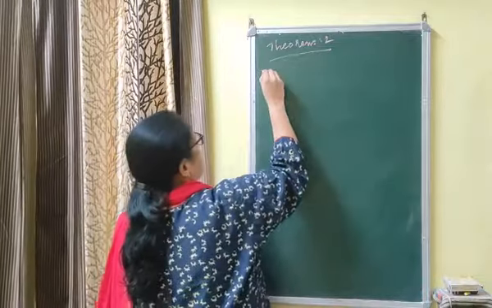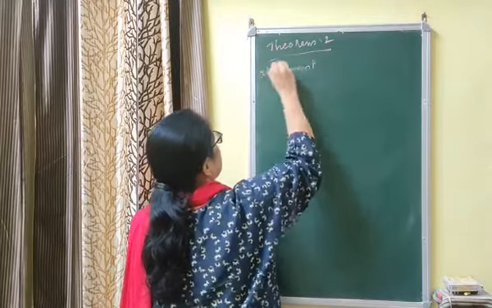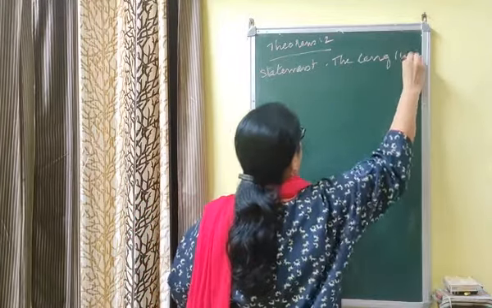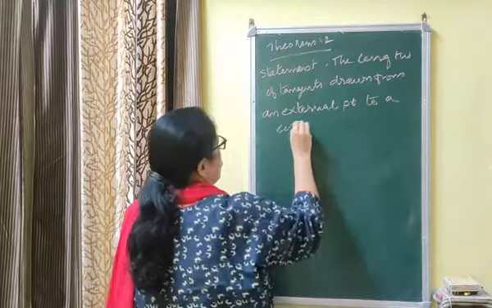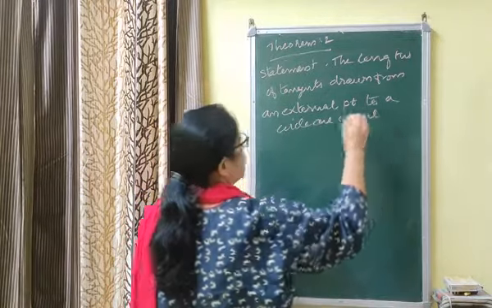Before that let me write the statement. Statement is: the length of tangents, this is very important, the length of tangents drawn from an external point, to a circle are equal. You have to prove this.